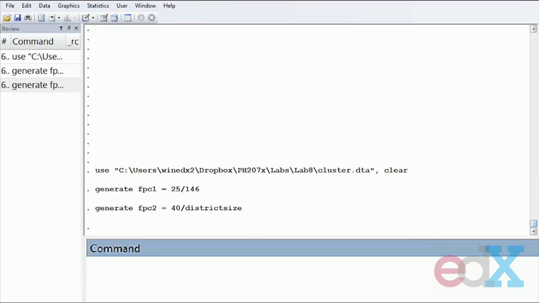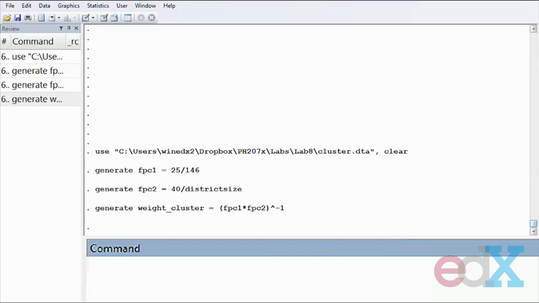To get our survey weights, we multiply and invert the two finite population corrections. So we would say generate weight cluster is equal to parentheses FPC1 times FPC2, close parentheses, and invert that guy. So raise it to the -1 power or do 1 over that fraction. So now we've defined our finite population corrections and our weights, and we can survey set our data.